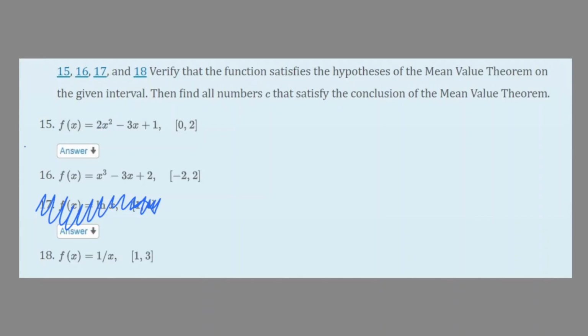Alright, so I want you guys to try number 15, 16, and number 18. For these, essentially just confirm that it satisfies the mean value theorem, and then using that f prime of C, find the C values that satisfy the conclusion. So you could pause the video and try those out.